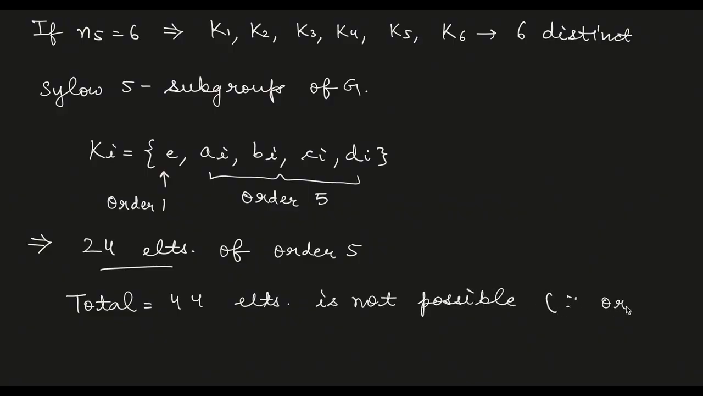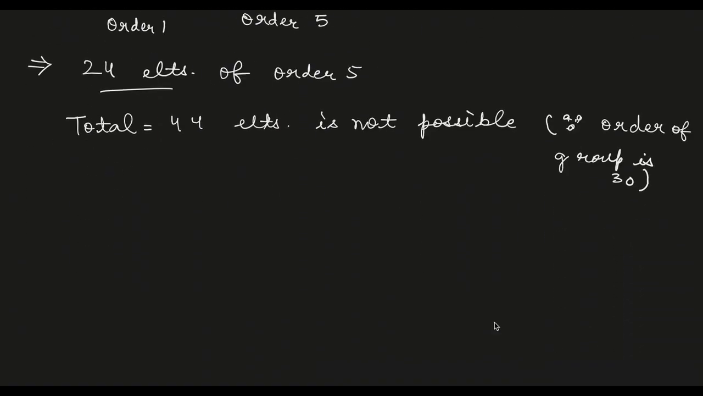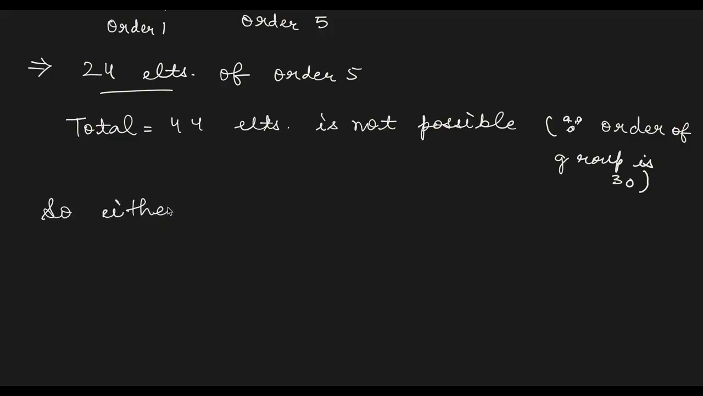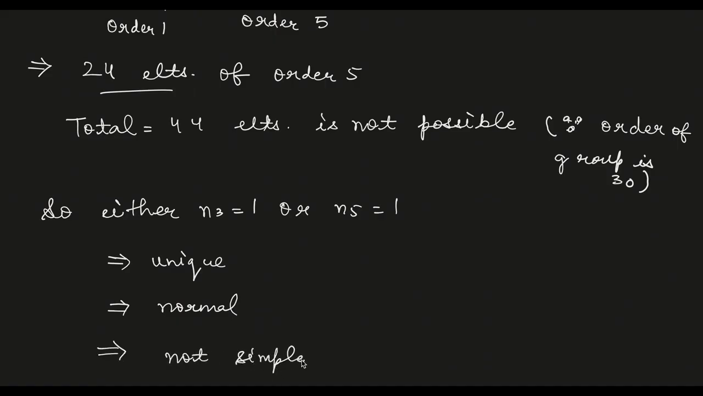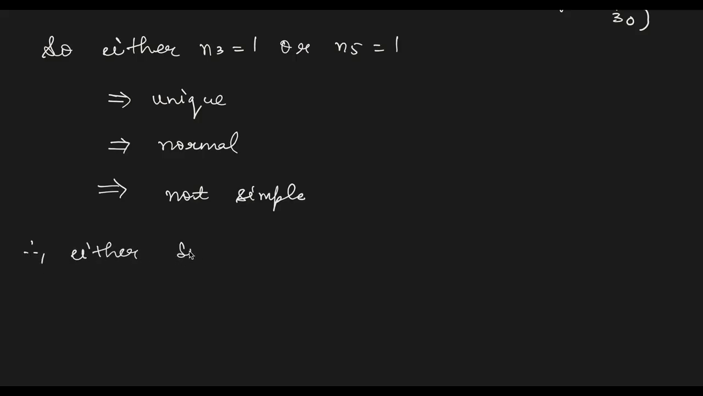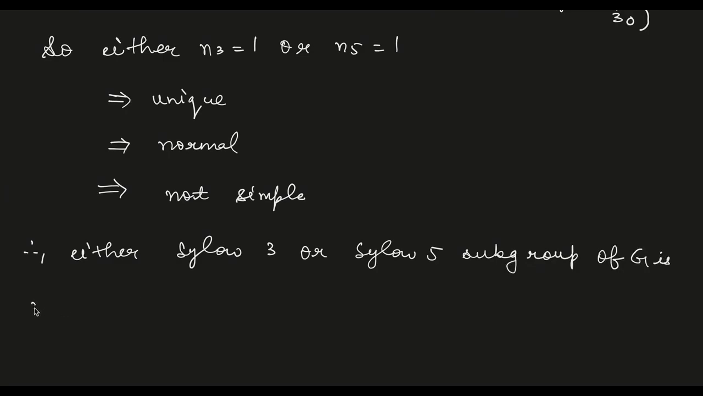Because the order of the group is 30. So this means that either n3 is 1 or n5 is 1. Then we will have a unique Sylow p subgroup, which means it will be normal. So it is not simple. Therefore, either the Sylow 3 or the Sylow 5 subgroup of G is normal in G. Hence, G is not simple. So any group of order 30 is not simple.